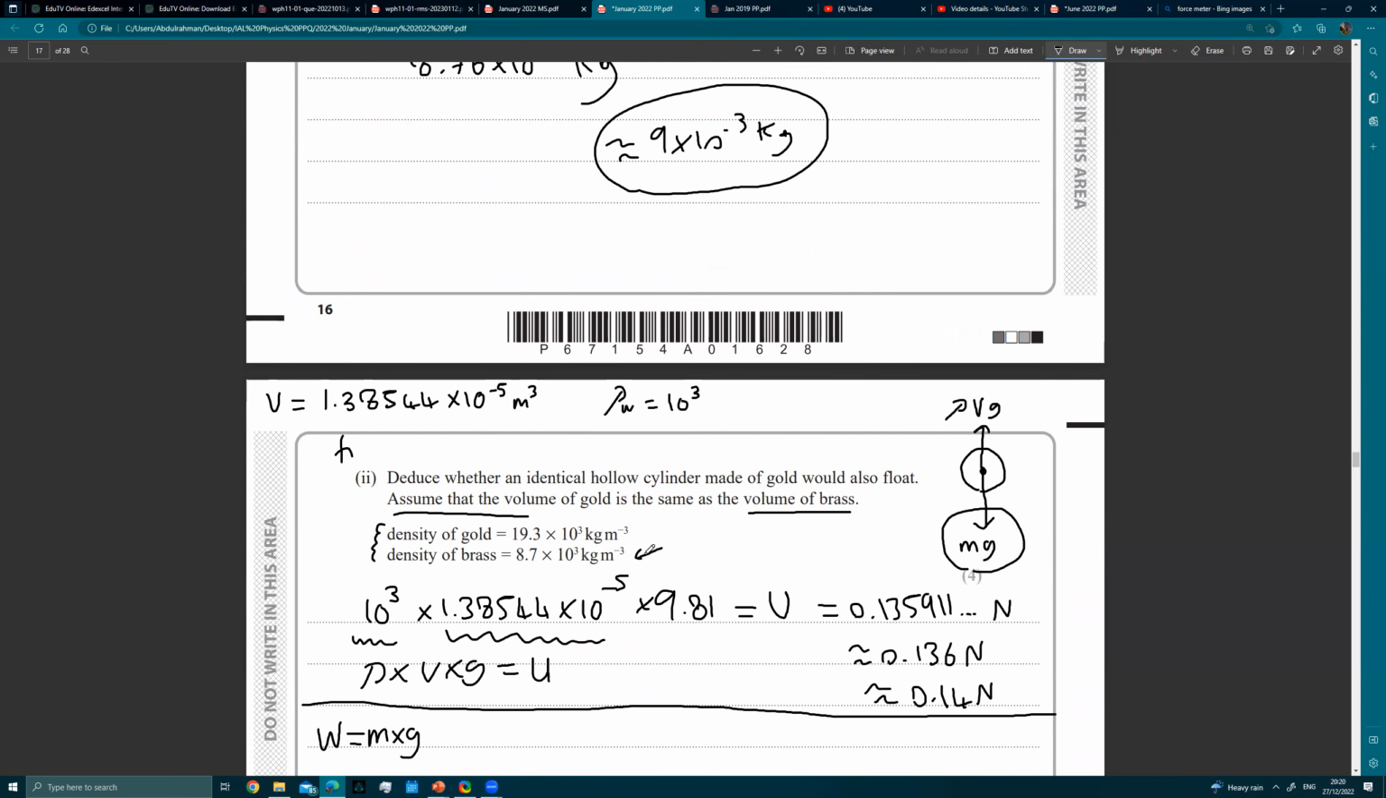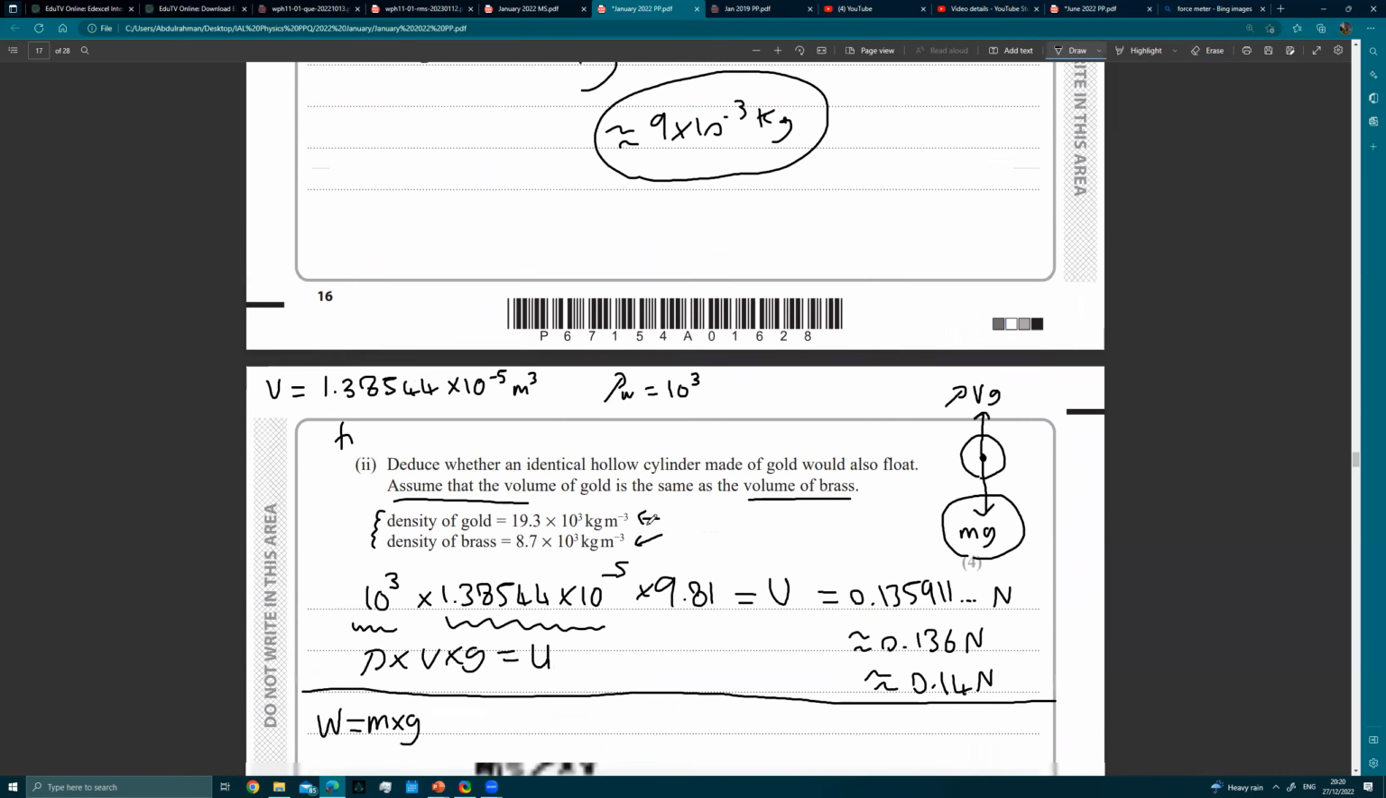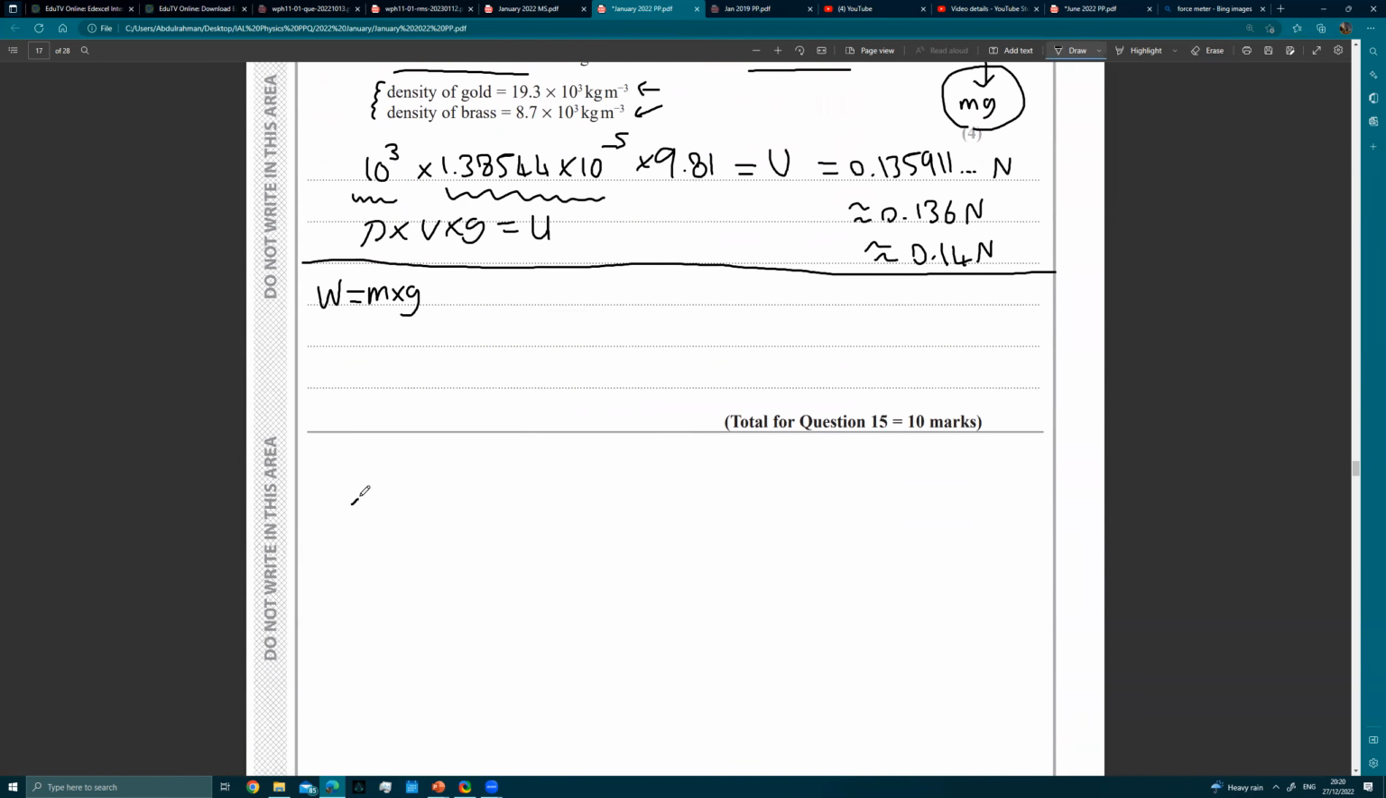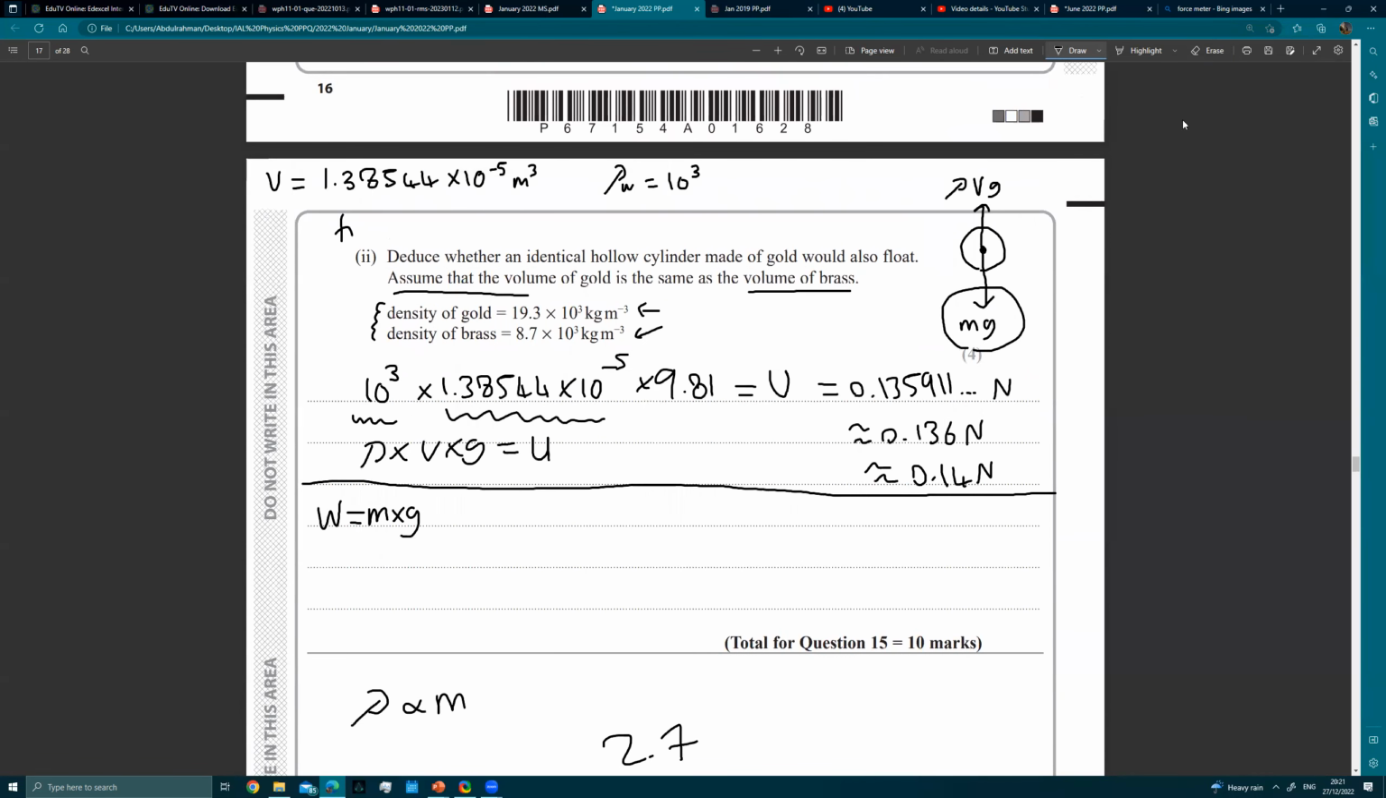That's incorrect. So rather, what you can say is, I know what the mass of the brass is. I don't know what the mass of the gold is, but I do know the relationship between density and mass. Density is proportional to the mass. If the mass doubles, the density doubles. If the mass halves, the density halves. If the mass increases by a factor of 2.7, the density increases by a factor of 2.7, or vice versa. So I know that the density increased from 8.7 to 19.3.